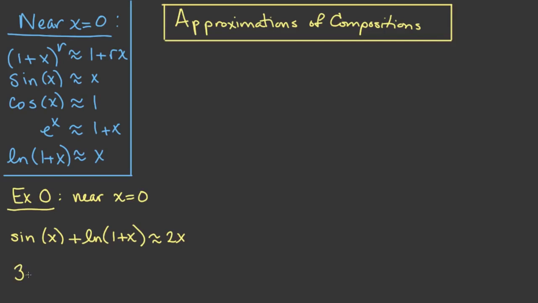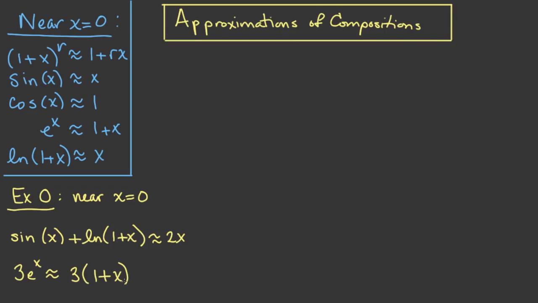Similarly, I could multiply any of these basic functions by a constant. For example, 3 times e to the x, this is going to multiply the linear approximation by a constant. So near x equals 0, 3 times e to the x is approximately equal to 3 times the quantity 1 plus x.